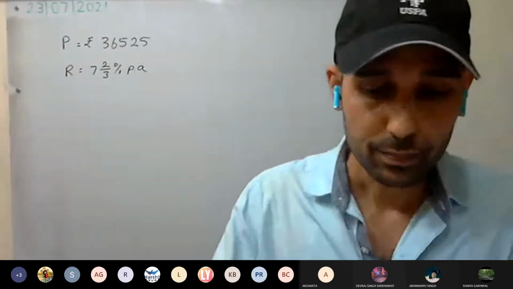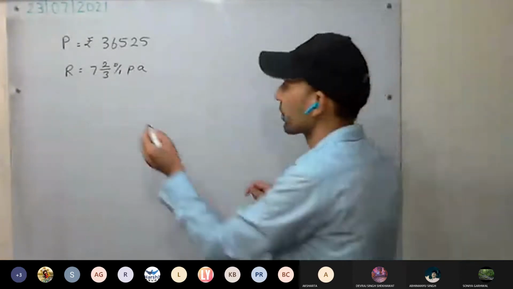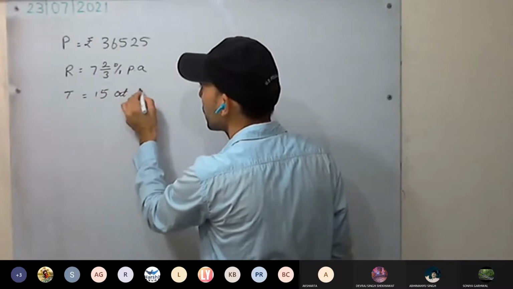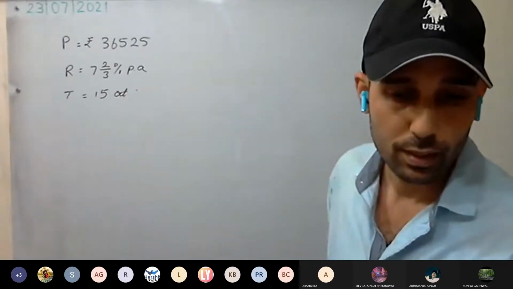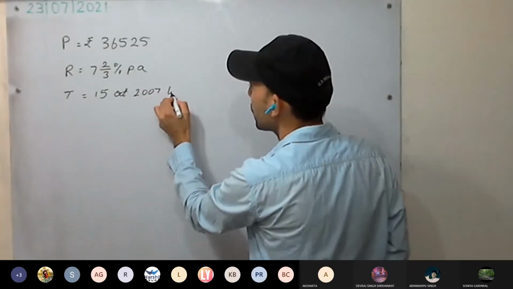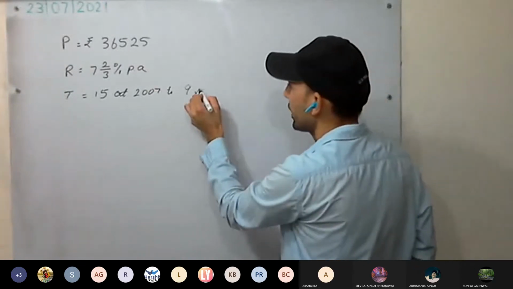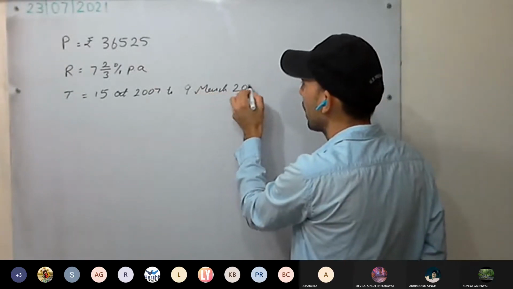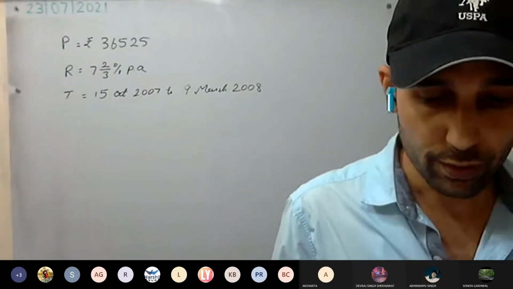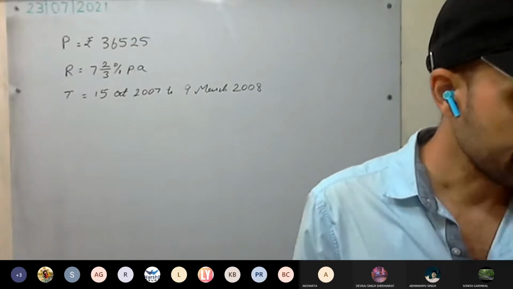And time is given how? From 15th October 2007 to 9th March 2008. Time is given this much. Okay, 15th October to 9th March 2008. Calculate the days.